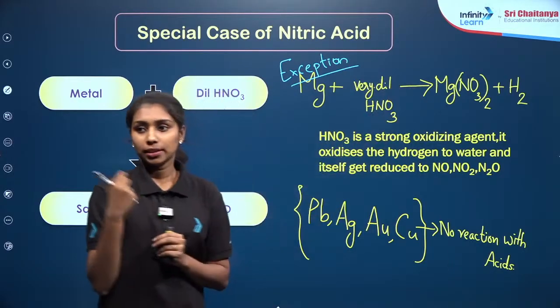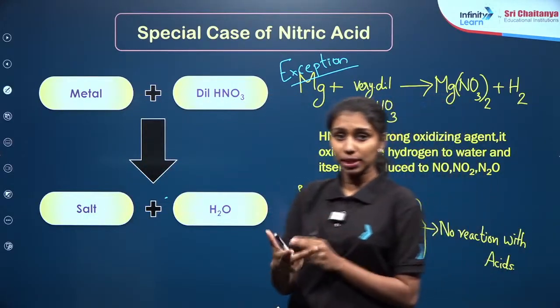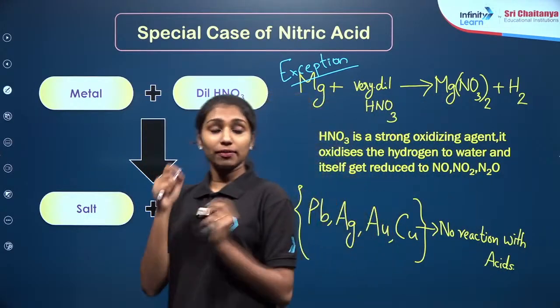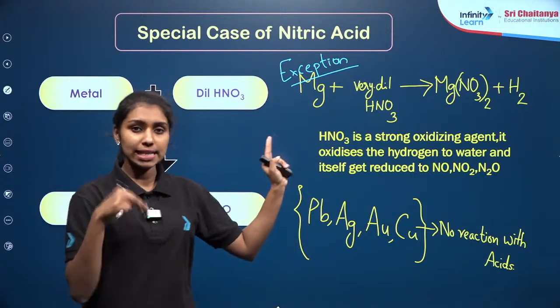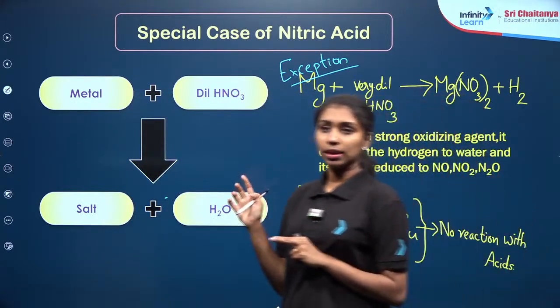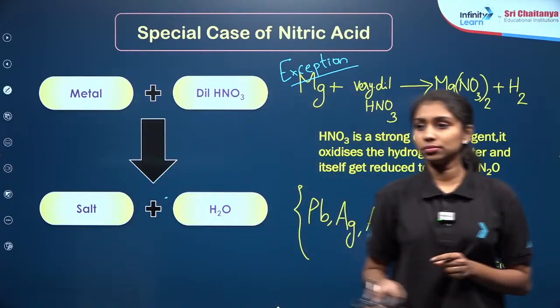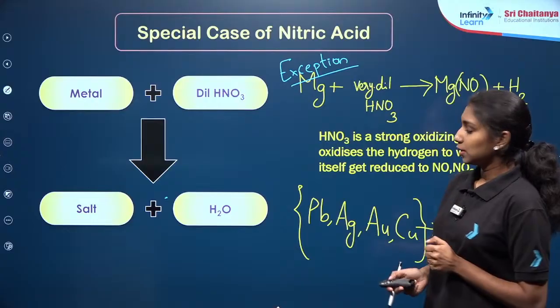Clear? The reason is that if you are using very dilute HNO3, the oxidizing power of very dilute HNO3 is as less as compared to the dilute HNO3. So that is why they are forming hydrogen itself. Clear? Okay, fine.